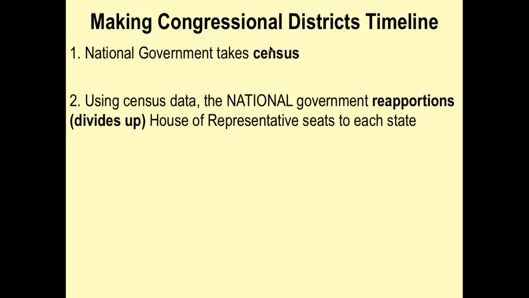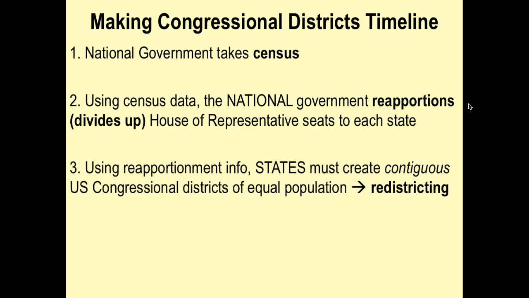Second, when the national government gets this data, the national government, you notice how I emphasize national government, reapportions. All right, so here's a great vocabulary word, reapportions. What that means is they divide up how many seats each state gets in the House of Representatives. The way I think about reapportion, I look at the word portion. Portion, like a portion of pie. If you're in a big state, you're going to get a big piece of the pie.